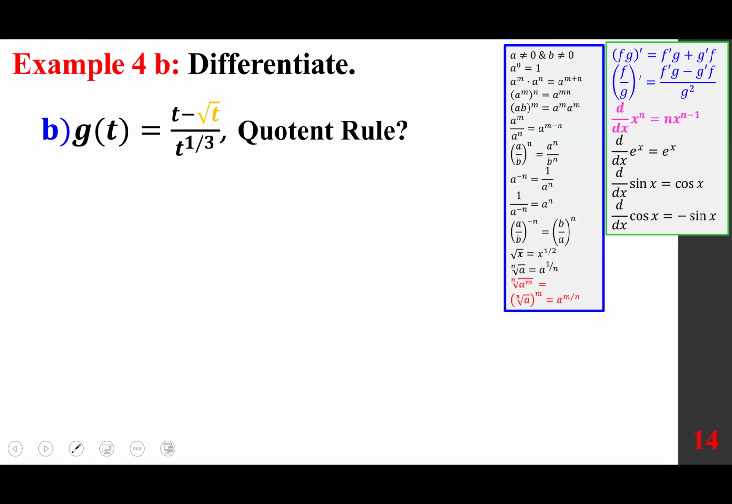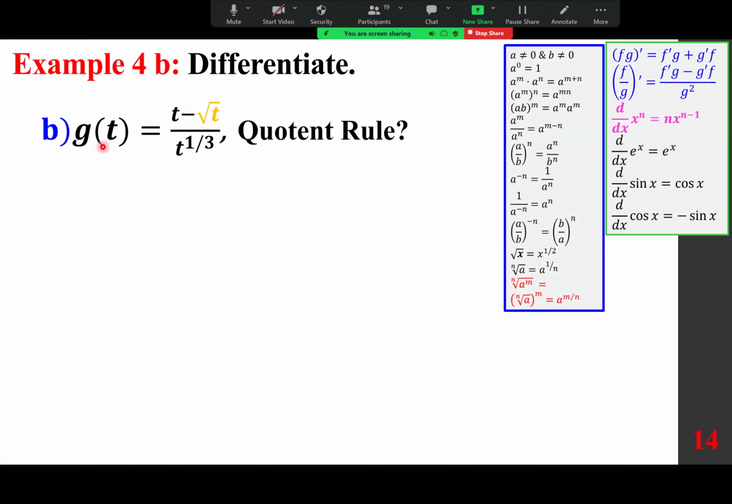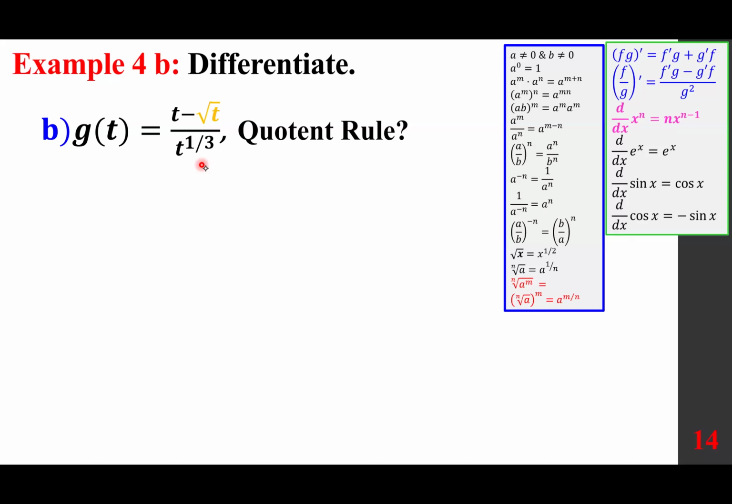Now, in this case, the question is g of t equals (t minus square root of t) over t to the power of 1/3. Should I use the quotient rule? Now, can I use the quotient rule? Yes. Should I use it? No. Why not? I want to make sure we understand that, because if we don't see the easy way out, then the long way, the quotient rule, probably won't do us any good.